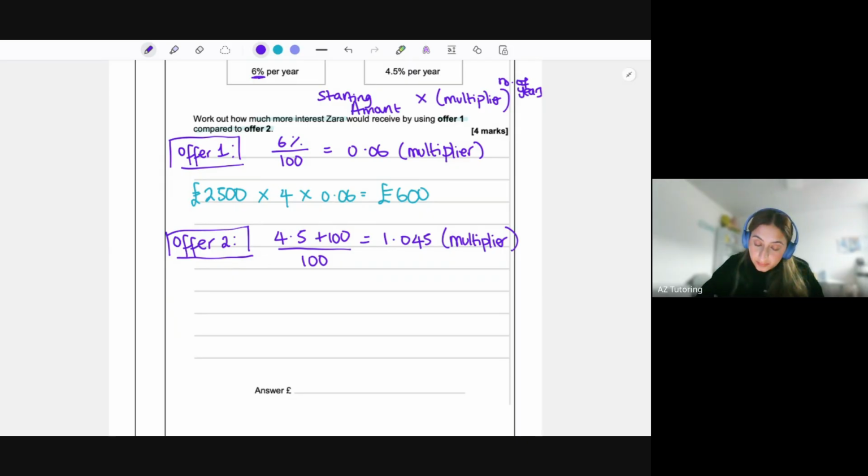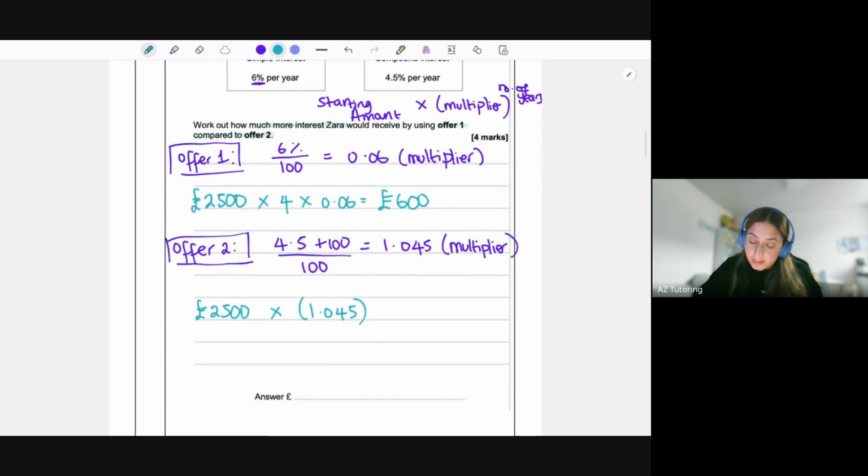So the starting amount is 2,500, timesing it by the multiplier, which is 1.045, to the power of the number of years. The number of years was 4 years. And that gives me £481 and 30 pence. That's how much interest she gets if she goes for offer 2. Now we've got both offers. If it's a 4-mark question, that would give us 2 to 3 marks.